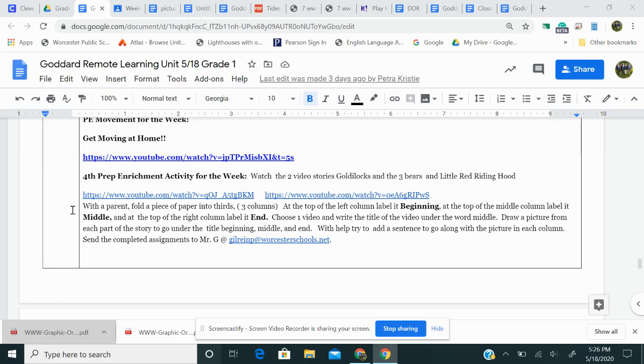Then, with a parent, fold a piece of paper into thirds, 3 columns. At the top of the left column, label it beginning. At the top of the middle column, label it middle. And at the top of the right column, label it end. Choose one video and write the title of the video under the word middle. Draw a picture from each part of the story to go under the title, beginning, middle, and end. With help, try to add a sentence to go along with the picture in each column.